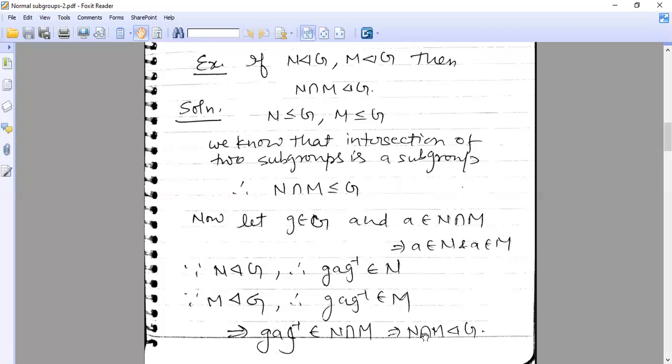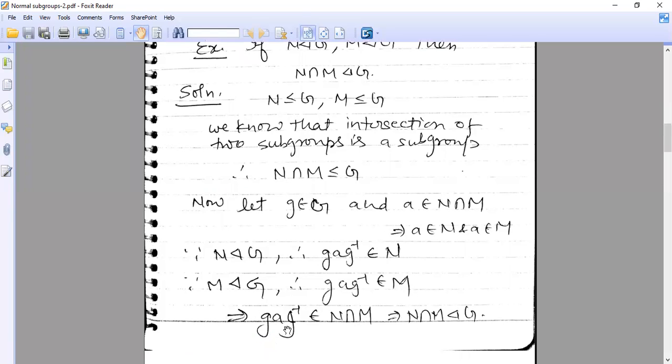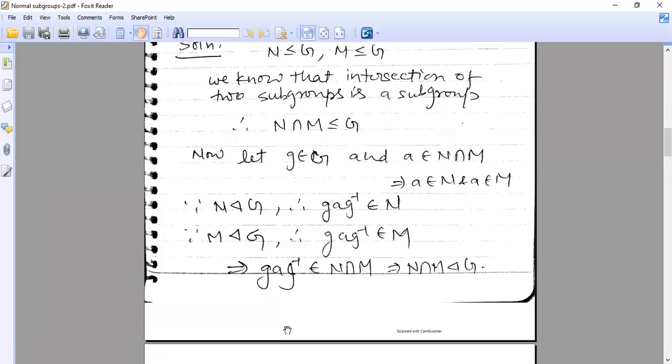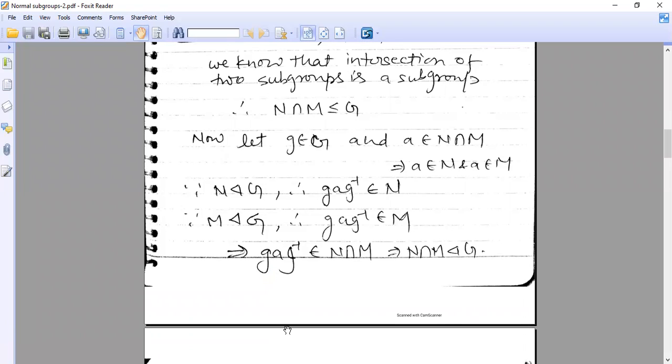So that means g a g inverse belongs to N intersection M, because it is in both. So it belongs to the intersection. That means N intersection M is a normal subgroup of G. For normality, we have to prove this condition: g a g inverse should belong to your subgroup. So it belongs to the intersection, and the intersection becomes a normal subgroup of G.